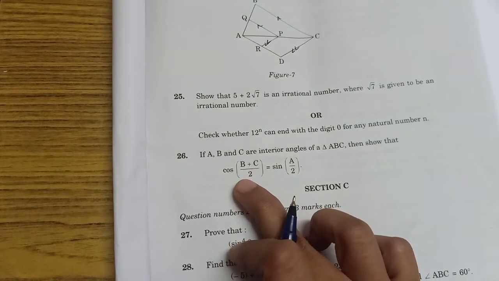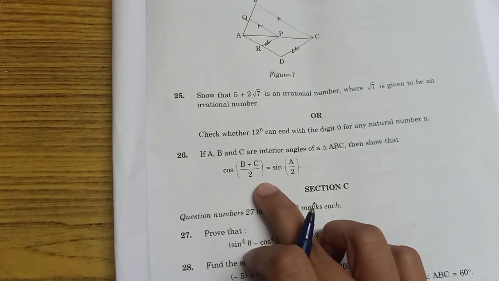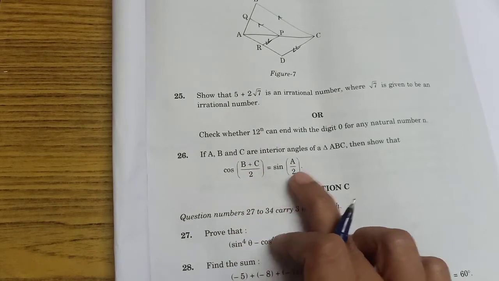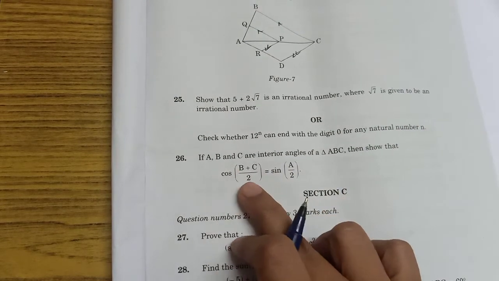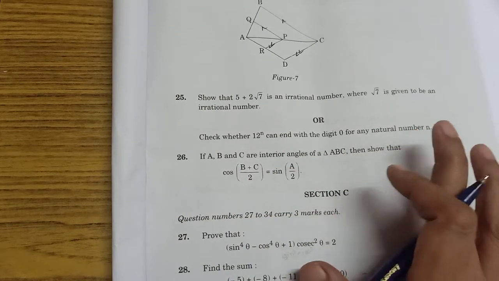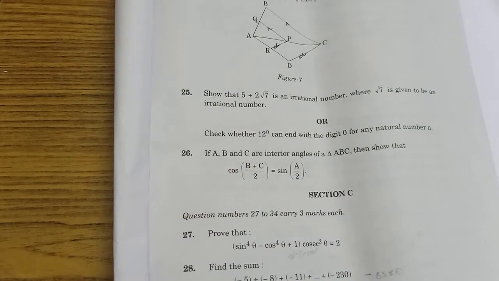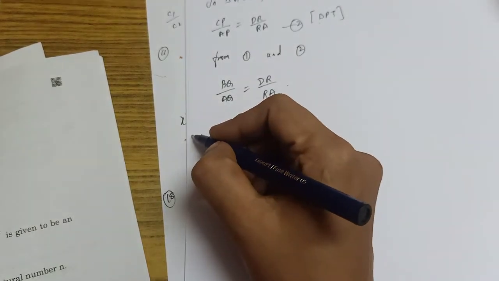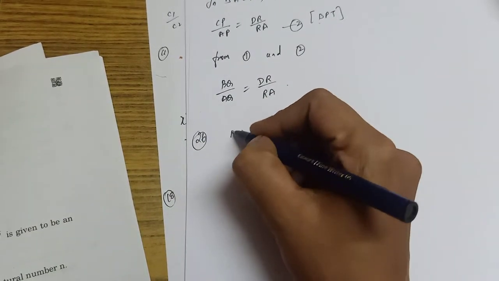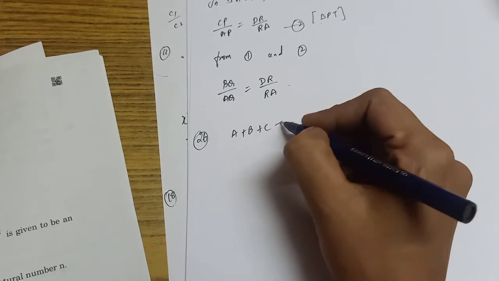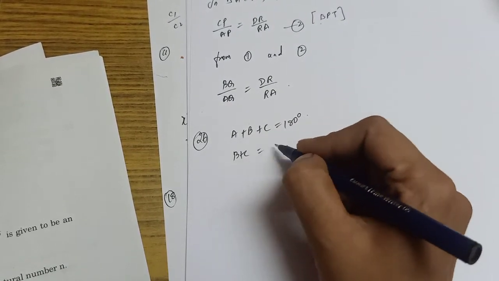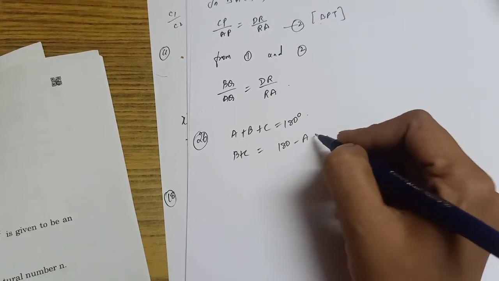Then this was actually omitted here, but still I am writing the answer. Cos of (B plus C)/2 is equal to sin A/2. What is the relation between A, B and C? They are all angles in a triangle ABC. So the sum will be 180 degrees. We have A plus B plus C equal to 180 degrees. So B plus C equals 180 minus A.